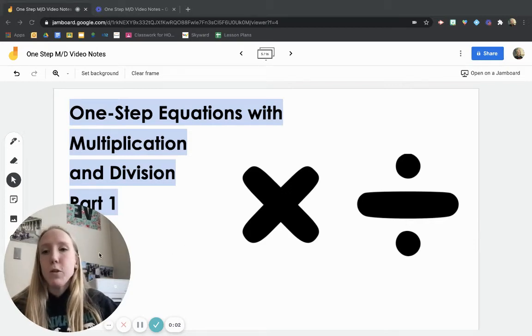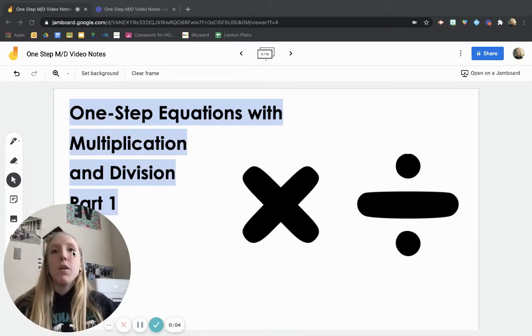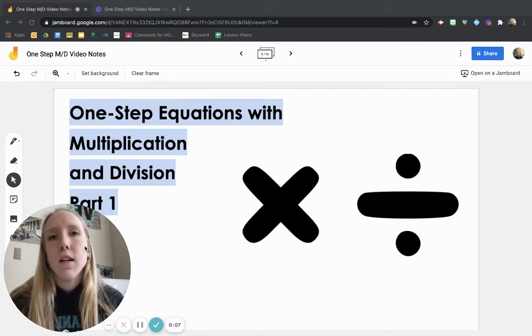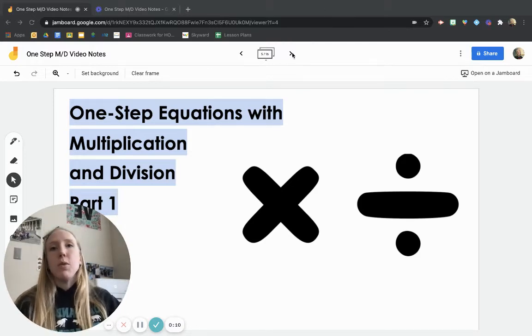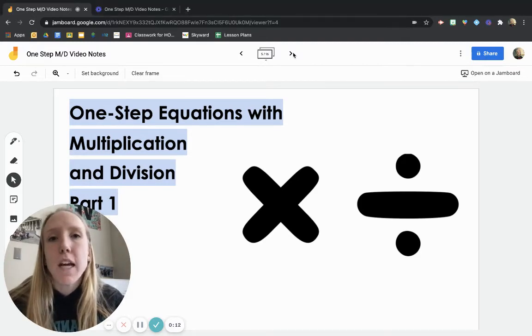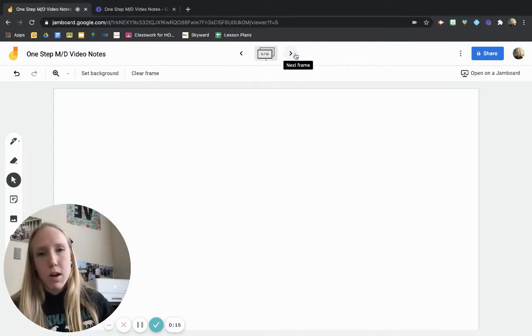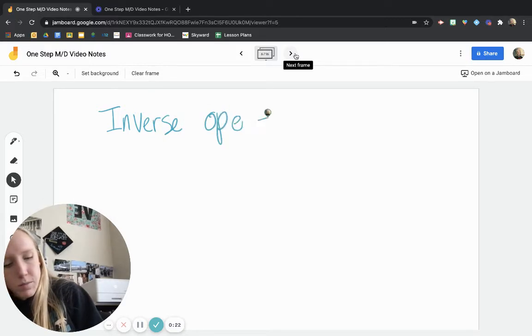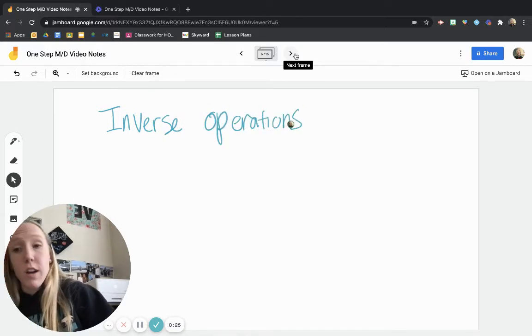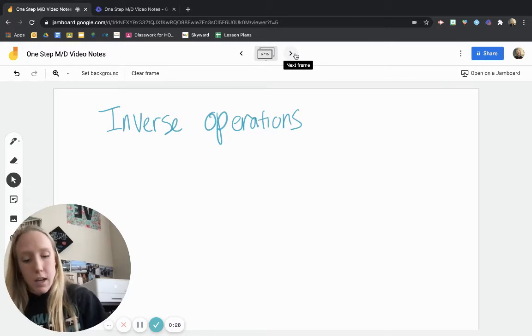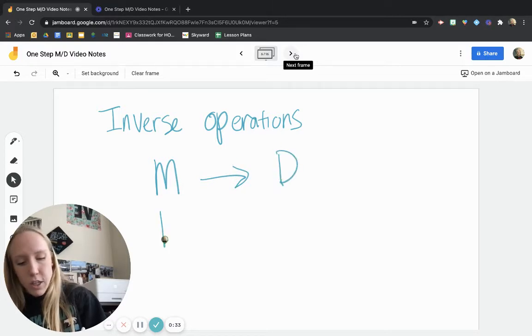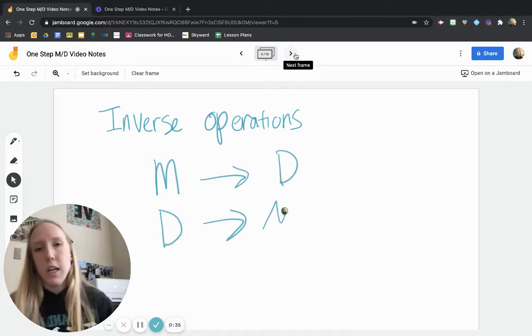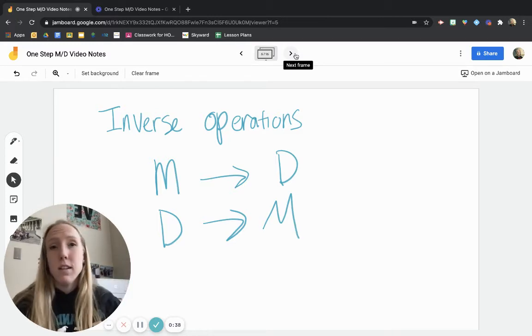All right, time to solve equations, one-step equations with multiplication and division. So the first thing that we need to do when we are solving problems with multiplication and division is we need to remember our inverse operations, and remember our inverse operations are multiply and divide. So multiplication undoes division, and division undoes multiplication. Okay, we need to remember that.